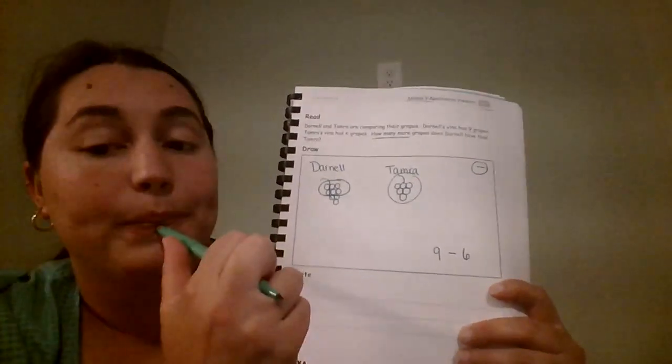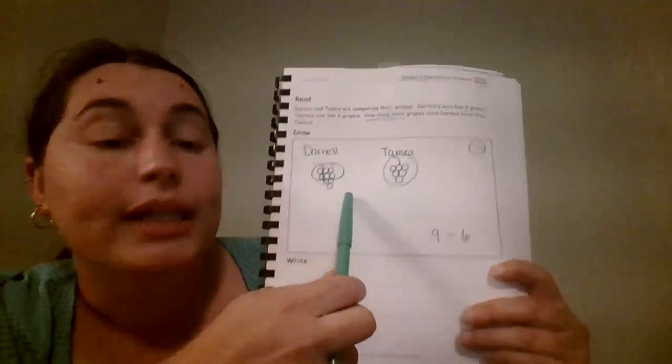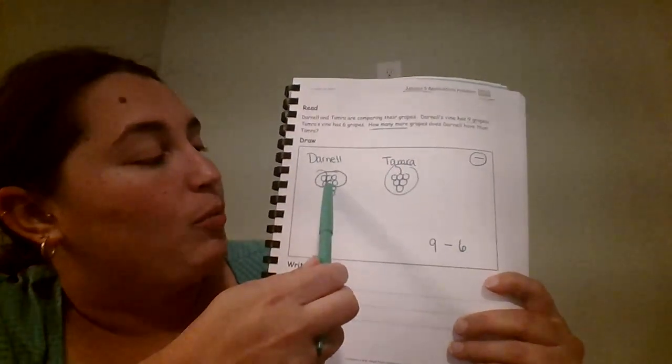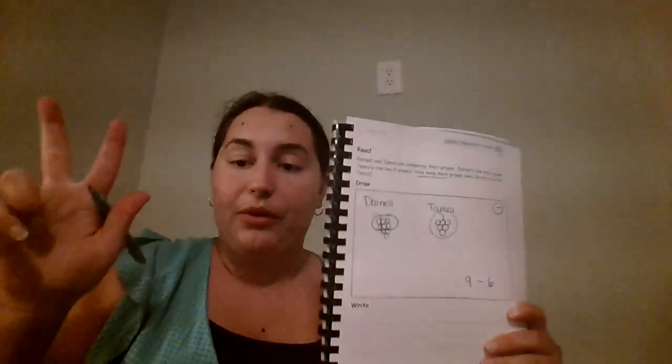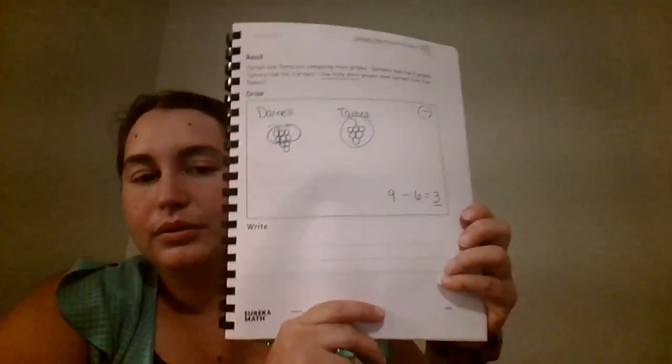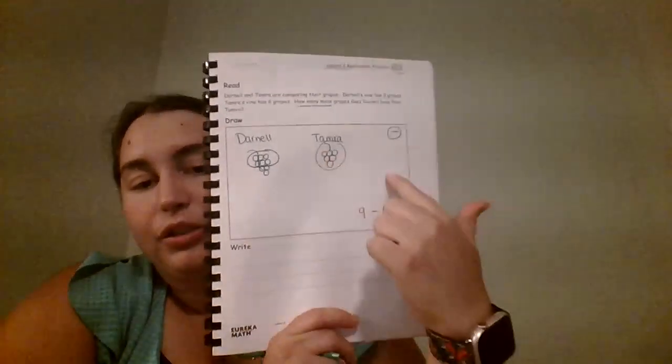Now I'm going to go ahead and go, how many more does Darnell have? So I'm going to look at this picture. I'm going to see 1, 2, 3. So now I know Darnell has 3 more than Tamara. So 9 minus 6 equals 3. And you need to make sure you draw a picture and write out the problem. You need to do both.